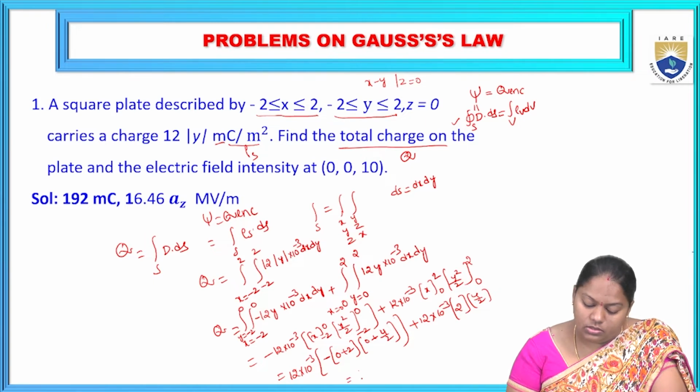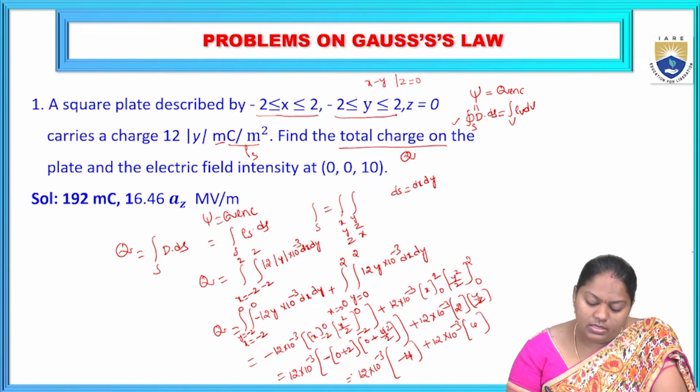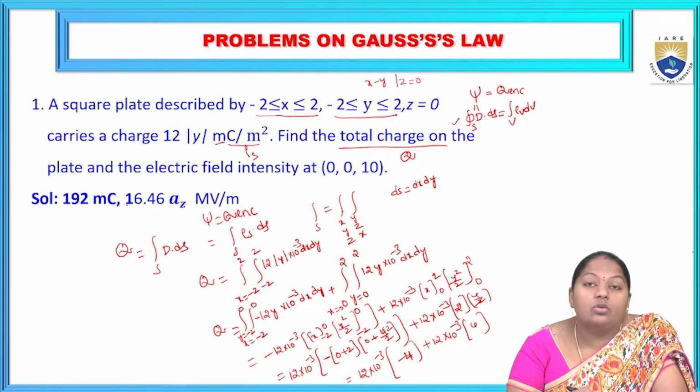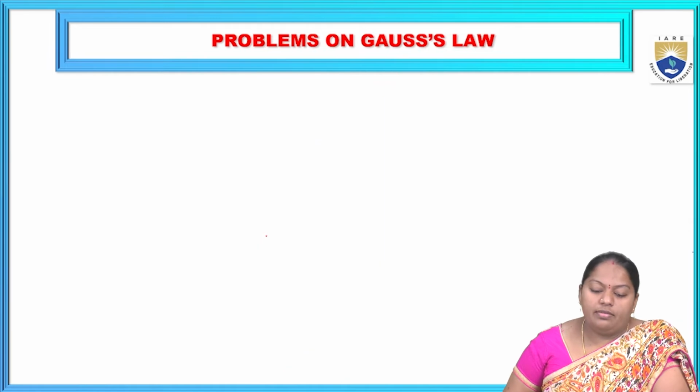Which is equal to 12 into 10 power minus 3 into. So minus 2 and 2 get cancelled here. So 2 into 2 becomes -4, then here the 2 gets cancelled, then plus 12 into 10 power minus 3 into, this becomes 4. So if you evaluate the complete thing, you are going to get the value as 192 millicoulombs.